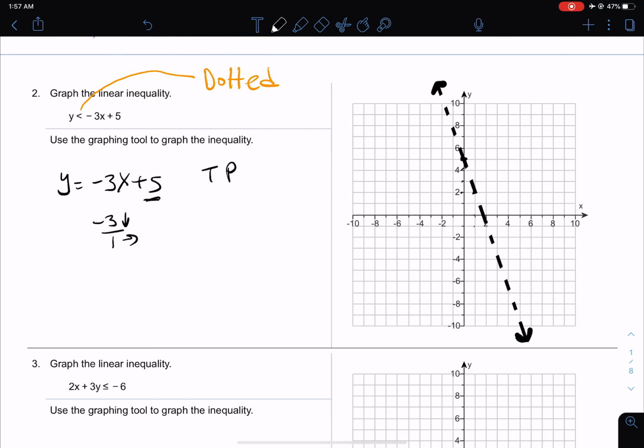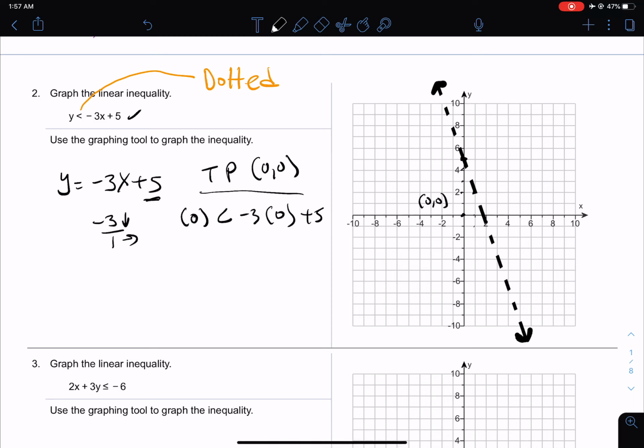So test point. And what's the best test point to use? The easiest one, at least. As long as this line is not going through 0, 0, then 0, 0 is our easiest test point, because 0 and 0 is so easy to work with. So we go back to our original inequality, which says y is less than negative 3 times x plus 5. And of course, we put in a 0 for y and a 0 for x. We get 0 is less than, of course that becomes 0, and we got 5. Is it true that 0 is less than 5? Is that true or false? We're going to say that is true.